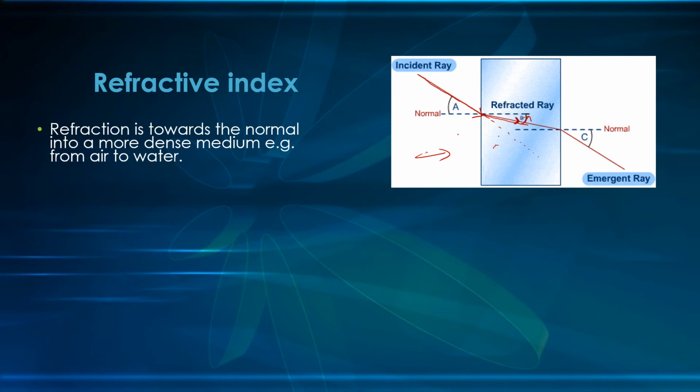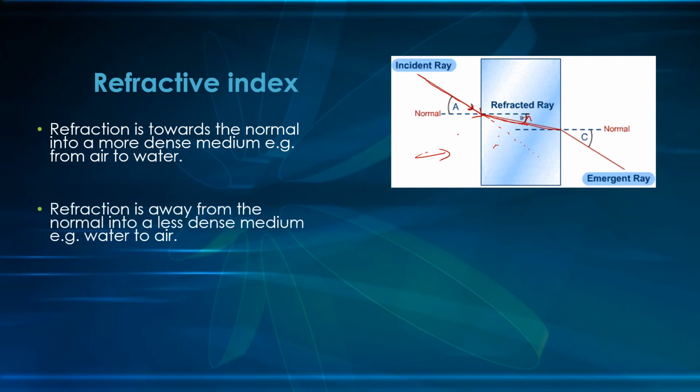We see the refracted ray pass through the material until it reaches this point. Now it's moving from a more dense material to a less dense material, and we see the angle of refraction is this time away from the normal line, because we would expect the line, if it was travelling straight, to be there.